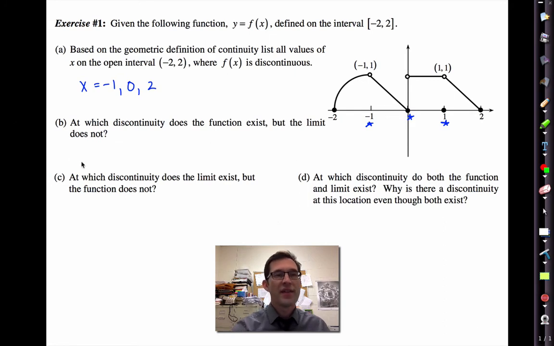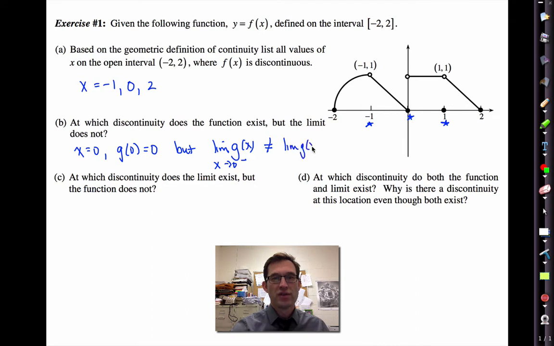That's at x equals 0, because at x equals 0, g of 0 is 0, but the limit of g of x as x comes into 0 from the left doesn't equal the limit of g of x as x goes to 0 from the right. So we're going to different places. The function exists, but it's discontinuous because the limit doesn't exist.